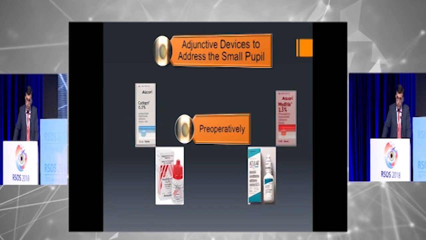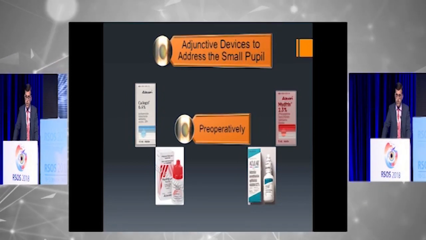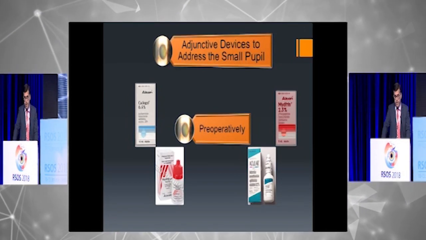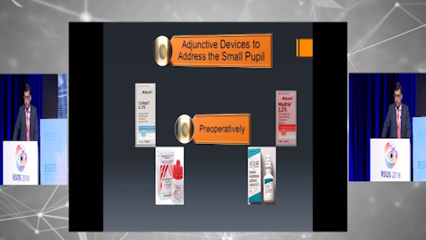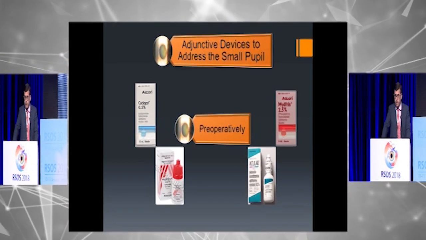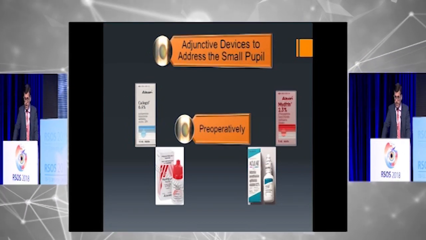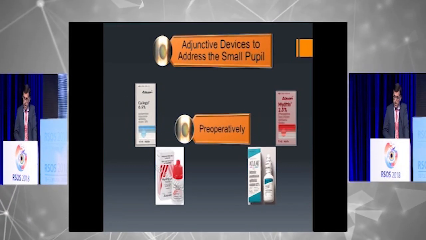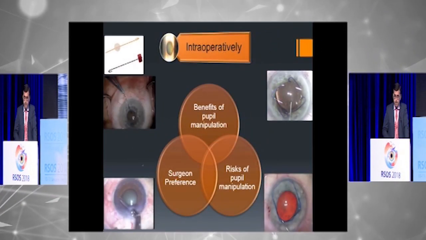It's very important to prepare the patient well before starting pure phacoemulsification, with adjunctive devices to address the small pupil. Preoperatively, it's very important to use maximum eye drops for maximum dilatation of the pupil, using drops like mydriacyl, non-steroidal anti-inflammatory drugs, and cyclogel also.